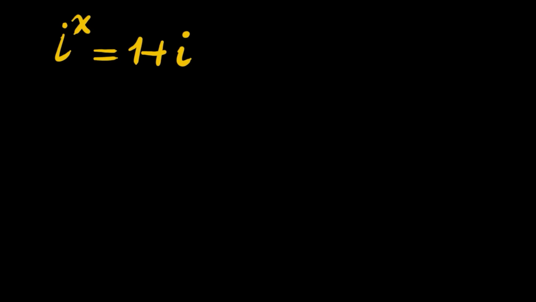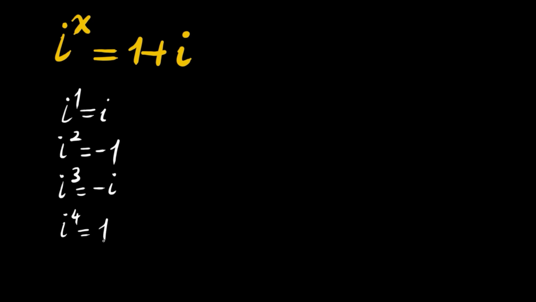We have i to the power of x is equal to 1 plus i, an interesting exponential equation. Now my friends, the integer powers of i are: i to the first power is i, of course. i squared is negative 1 by definition. i cubed is i squared times i, which is negative i. And i to the fourth power is equal to plus 1 from i squared times i squared. After the fourth power, that repeats itself. But we need a power such that i to that power is equal to 1 plus i.